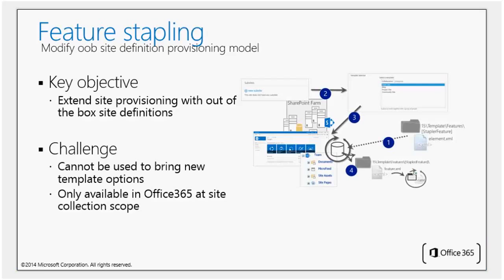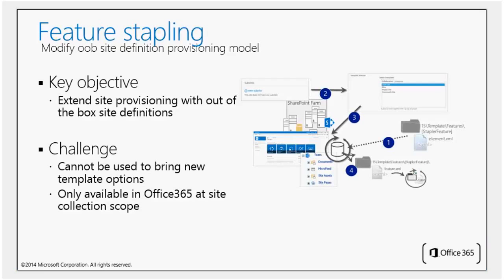Feature stapling is where we essentially have a classic full source code feature which we staple into the existing site definition. So we basically say to SharePoint that whenever you create a team site, activate this other feature as well. The key challenge, however, with feature stapling is that we can only extend existing site definitions. So we cannot bring new options available using feature stapling. It's more about how we adjust team sites, how we adjust my sites.